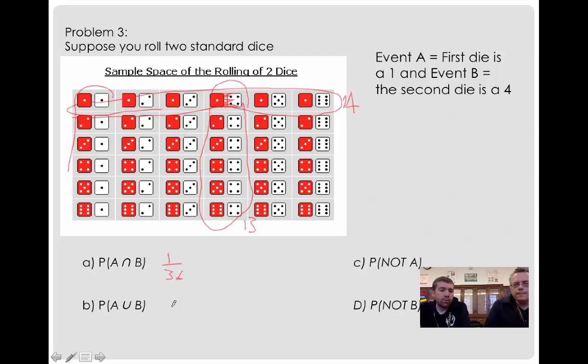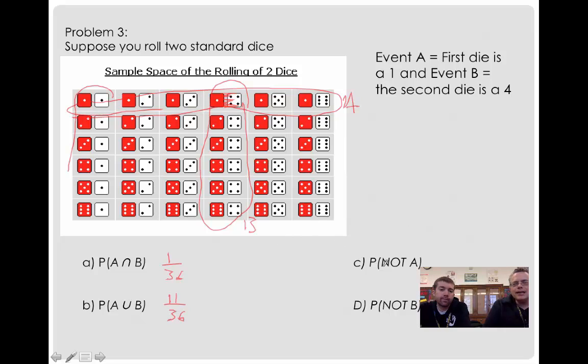Union? Union would be, well, we got 6 on the top and then 5 there. So 11 out of 36. Okay, you could do 6 plus 6 and then subtract the 1 that's in both. That also works.